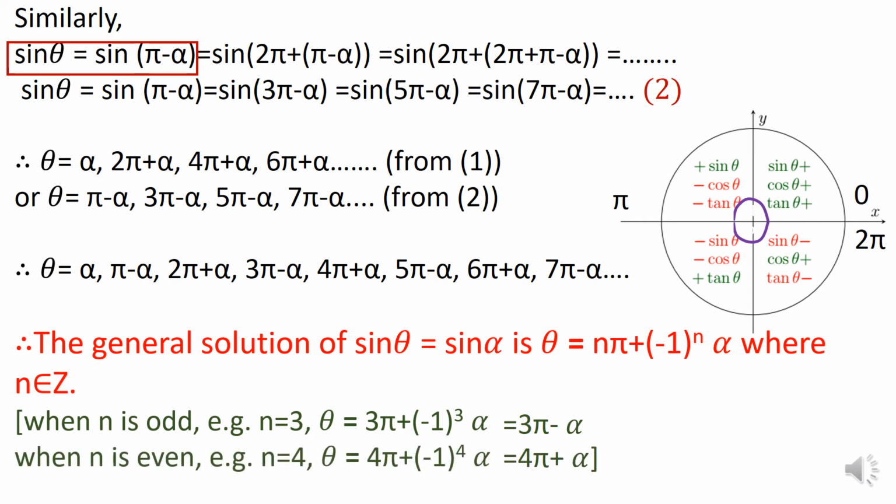So any odd multiple of pi minus alpha. Similarly, when n is even, for example if n is 4, we get theta is equal to 4 pi plus minus 1 raised to 4 into alpha. Now minus 1 raised to 4 is 1. Thus we get 4 pi plus alpha. That means any even multiple of pi plus alpha. Thus we are working out the general solution.